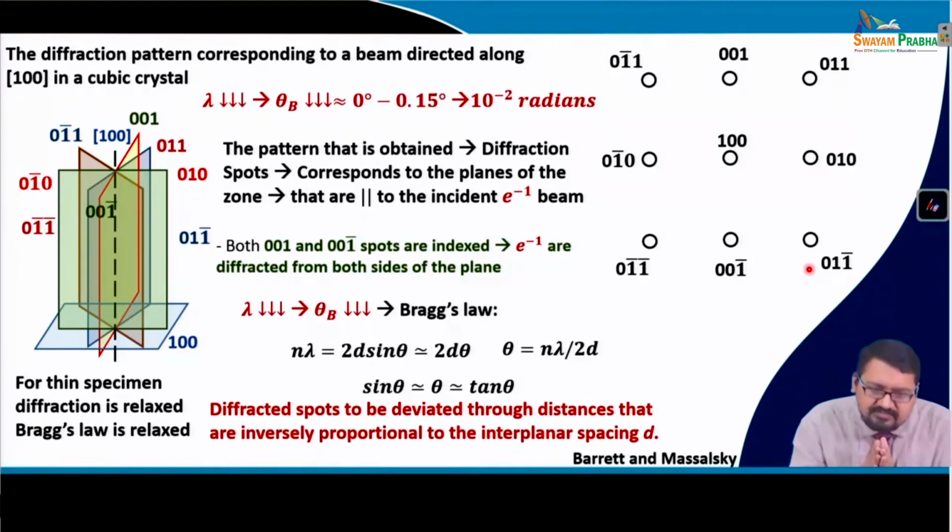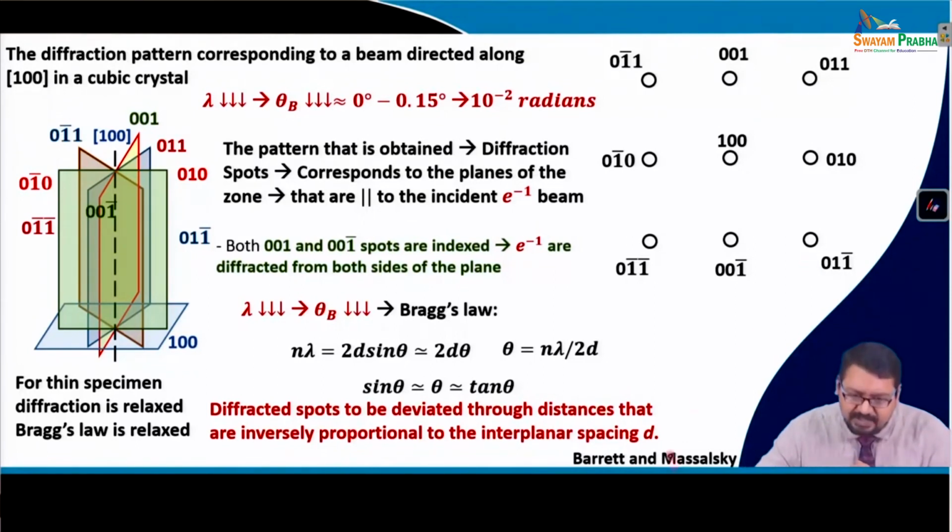So, as I was saying, lambda is so low that the theta is very low, and Bragg's law is basically simplified because sin theta is basically equal to theta. So, n lambda equal to 2d theta. So, theta is equal to n lambda by 2d here. So, one can say that sin theta is equivalent to theta equal to tan theta in this case, right.